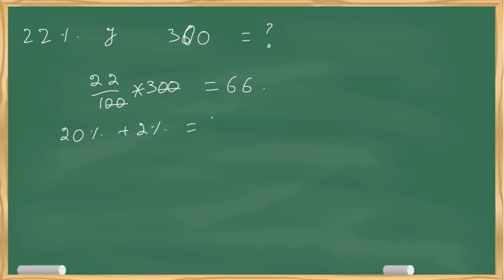So 20% is simple. How much is 20% of any number? How to find it out is 1 by 5 into 300, plus 2% of 300. So why haven't you calculated this in fraction terms? Wait, let me explain that also very clearly. This is 20 percentage and this is 2 percentage. How will you get 2 percentage from 20 percentage? Divided by 10.